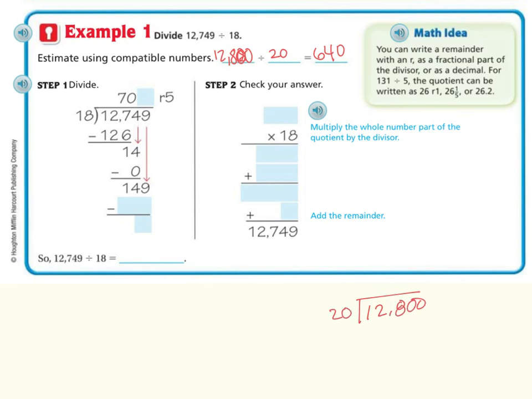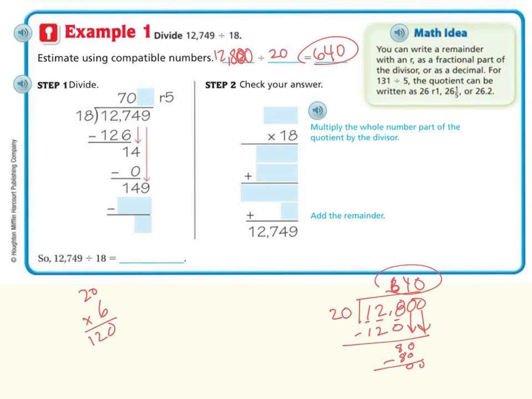So we go, 20 can't go into 1. It can't go into 12, but it can go into 128, 2 times. I'm sorry, 6 times. 6 times 20 is 120. I subtract, I get 8. I bring down my 0. 20 goes into 80 4 times. 4 times 20 is 80. I subtract, I get 0. I bring down my 0. So it's going to go in 0 times, so that's how I got this number here.